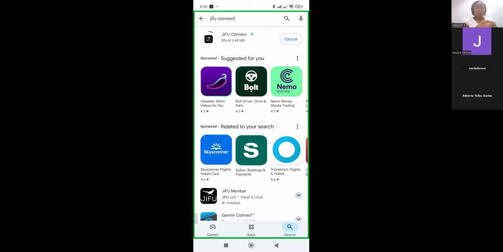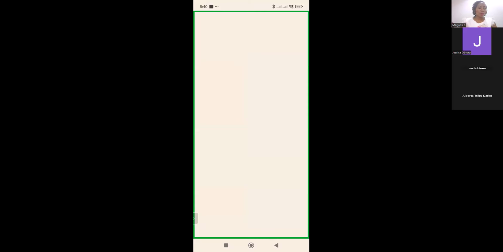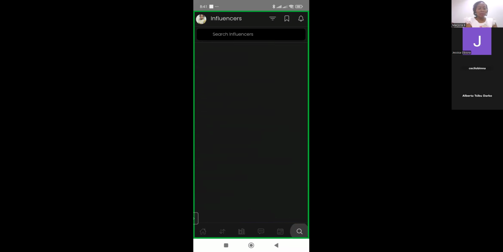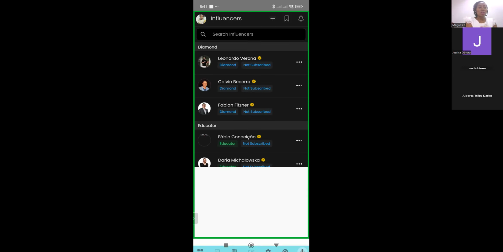Once you download the app, you log in with the same login details that you use in accessing your JIFU office and the scanner. So I open it, and let me just do a quick run through of what we expect to find. When you open the app, you're going to see a place that looks like a house at the bottom of the screen. Then you have the educators you're following. You can come to that thing that looks like a lens at the right-hand corner, and start searching for the educators you follow.